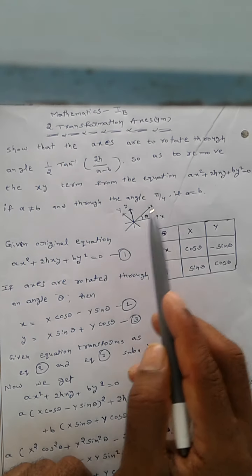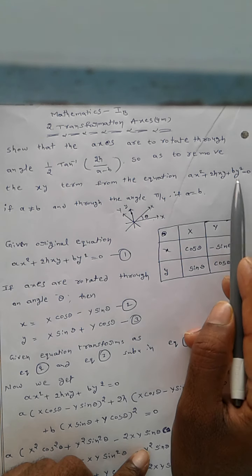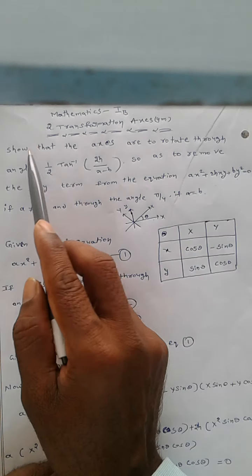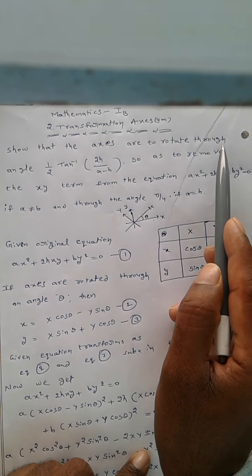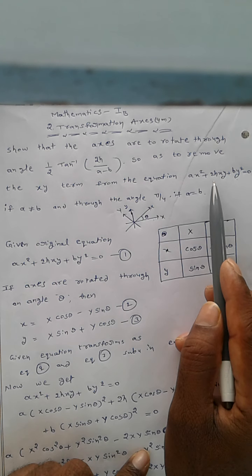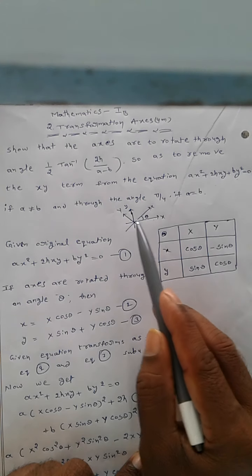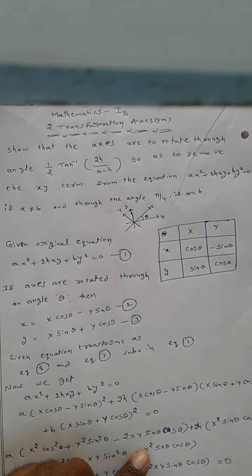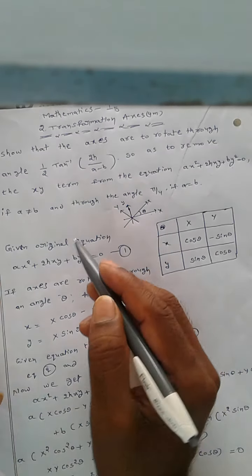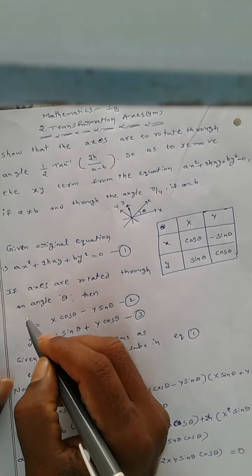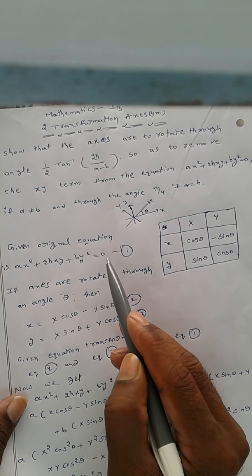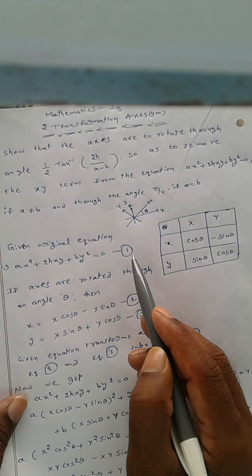First of all, is our equation the old axis equation or the new axis equation? Yes, the old axis equation. Why? Because we are showing the axes are rotated through an angle. So this is the original equation, in terms of small x and small y. The given original equation is ax square plus 2hxy plus by square is equal to 0. This is equation number 1.